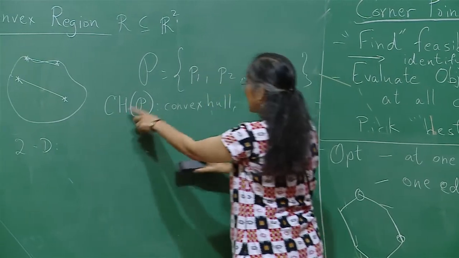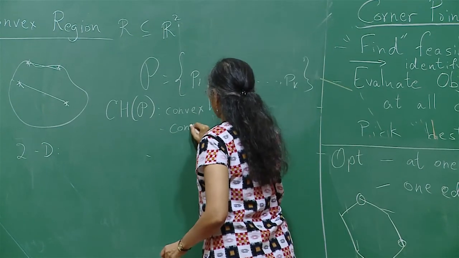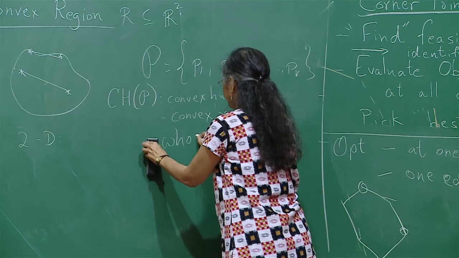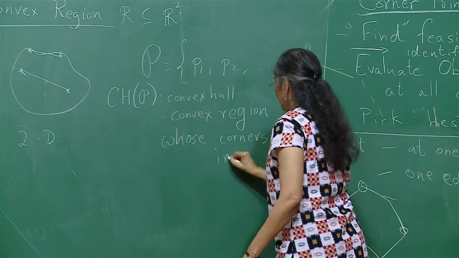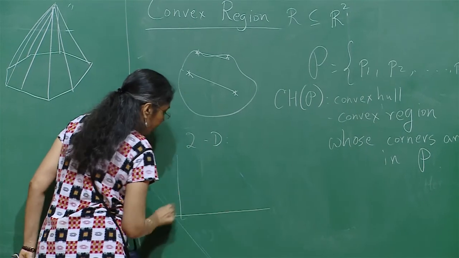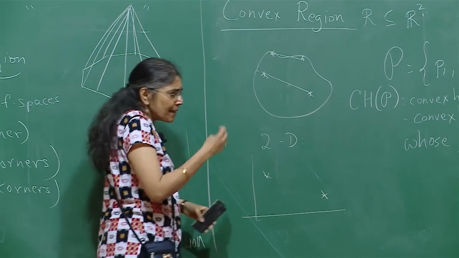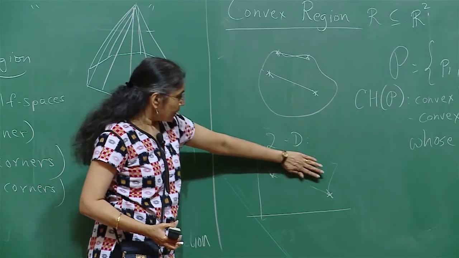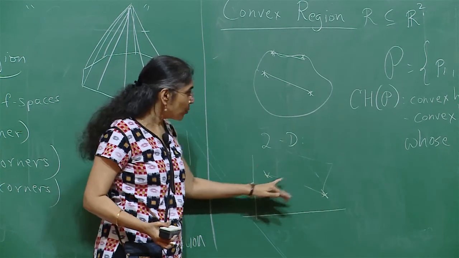So, P is a set of finite points. The convex hull of P is a convex region whose corners are in P. And now I am asking you what would be the convex hull of 2 points. Let us just try, I need to include these 2 points. If I take something like this, it is a convex region, these 2 points are corners, but there are some other corners also, we do not want that. These 2 should be the only corners.